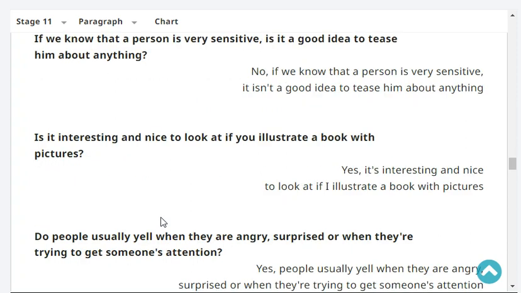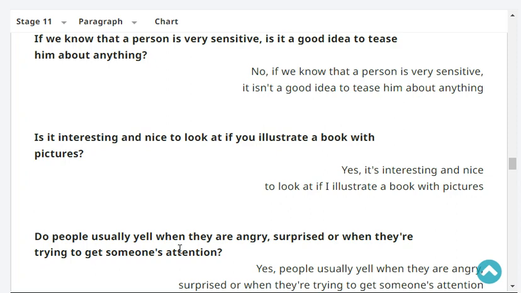Is it interesting and nice to look at if you illustrate a book with pictures? Yes, it's interesting and nice to look at if I illustrate a book with pictures. Very good.